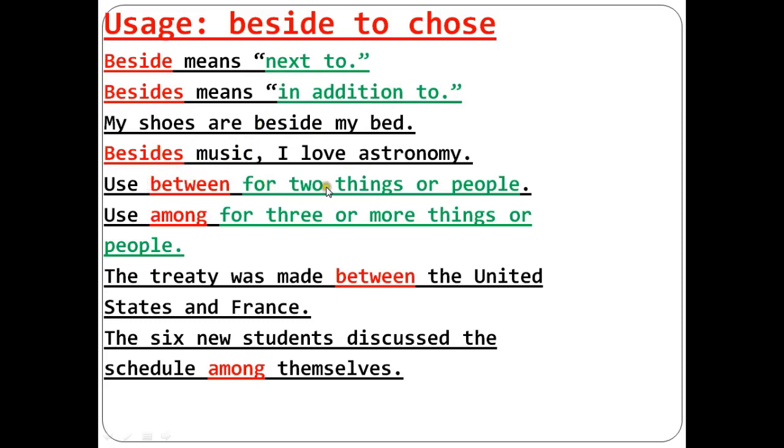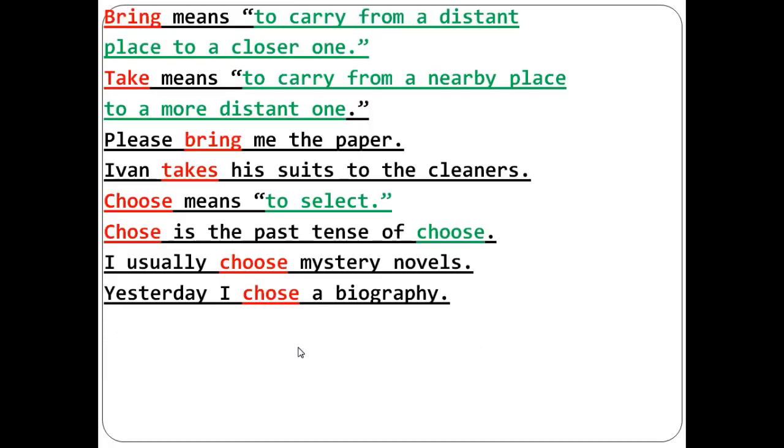Use between for two things or people, and use among for three or more things or people. The treaty was made between the United States and France, because two countries were involved. The 6 new students discussed the schedule among themselves, because there were more than two students, so among.